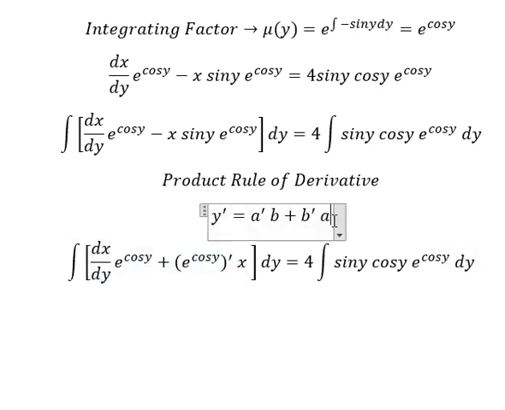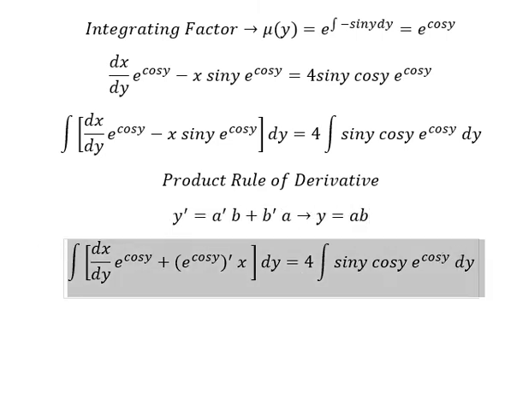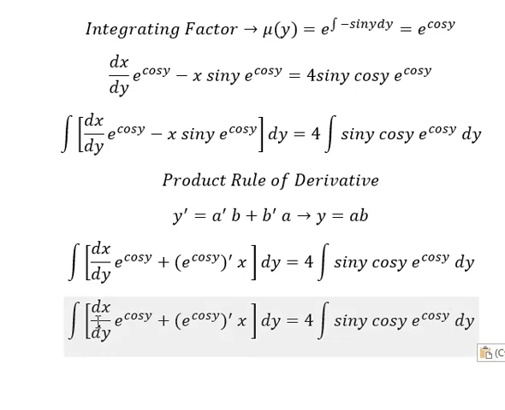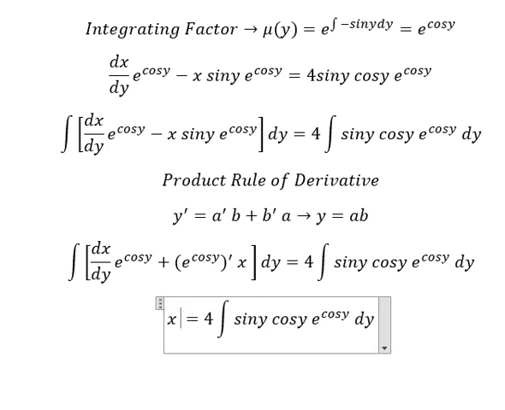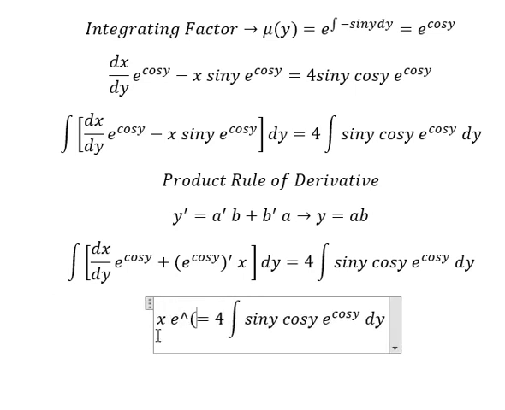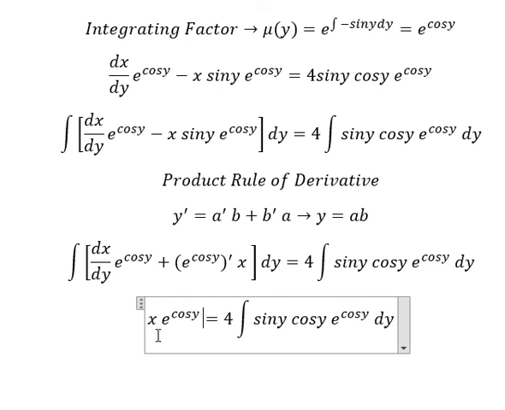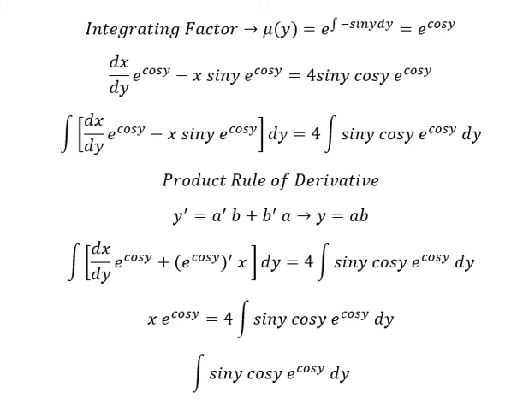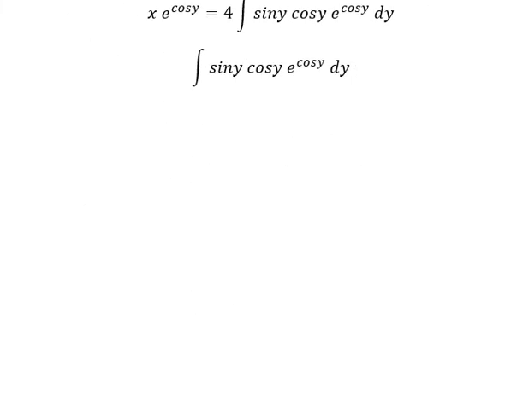So the integration of this one, we have y equals ab. So the integration of that one, we have s e to the power of cosine y. Now we need to concentrate on this one. So we need to use integration by parts.